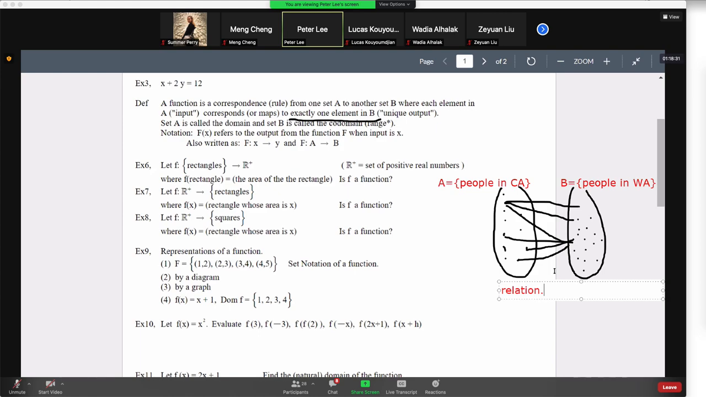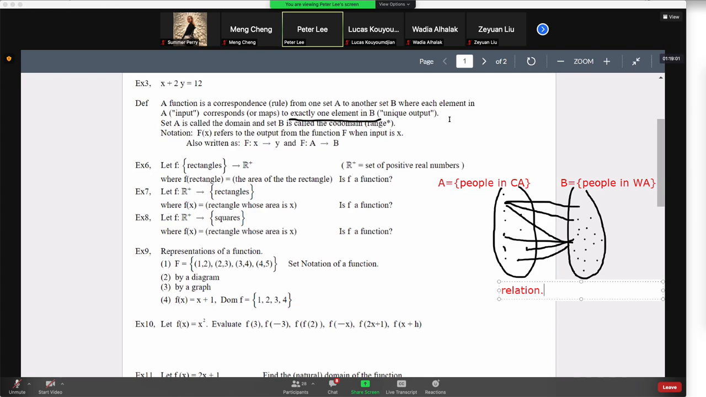But a function is a rule. A function is a relationship where each element in one set makes a one-way correspondence to a unique element in the other set. So exactly one element in B. That's the key. If you have that, then this is called a function. In fact, that's the difference between a function and a relation.